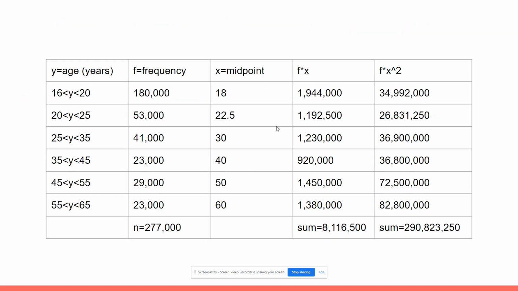Okay, and so I'm just filling out the rest of the table. We have the midpoint. We're multiplying this times this to get this, and then multiplying by another x, 22.5 to get this. All right, we're totaling at the bottom, and I'm kind of flying through this, but pause the video, look through the table, and make sure you're getting the same calculations.